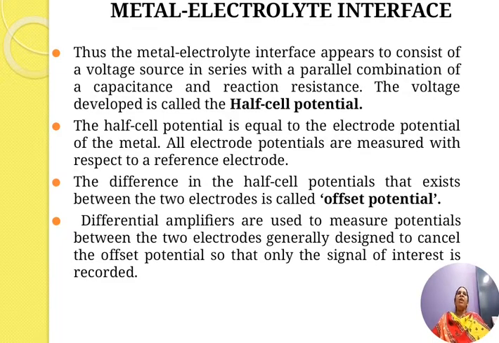Differential amplifiers are used to measure the potentials between the two electrodes. So we are using a differential amplifier to measure the potentials between the two electrodes, generally designed to cancel the offset potential so that only the signal of interest is recorded. So you are using a differential amplifier to minimize the offset.